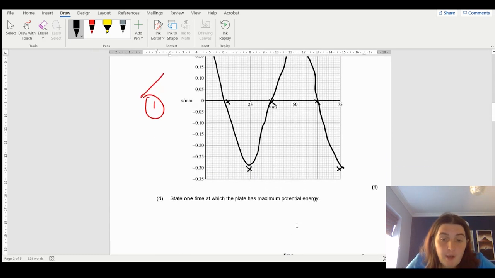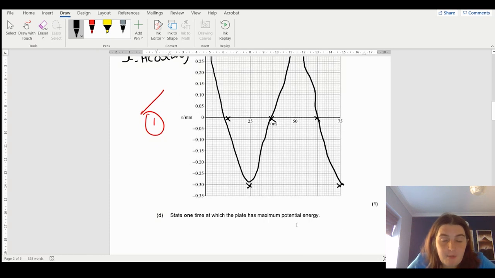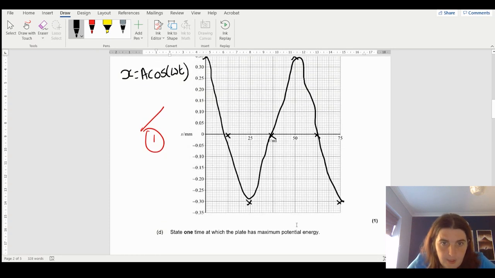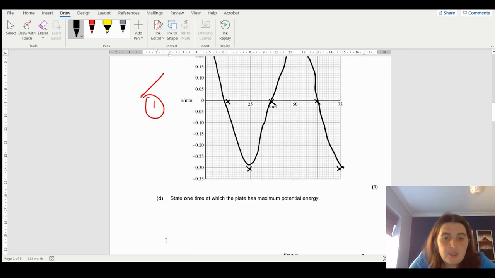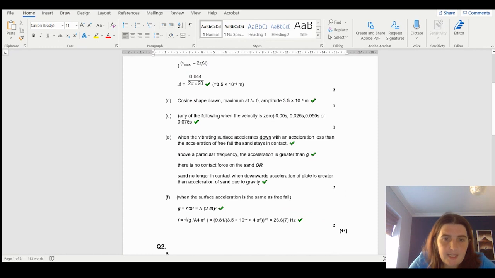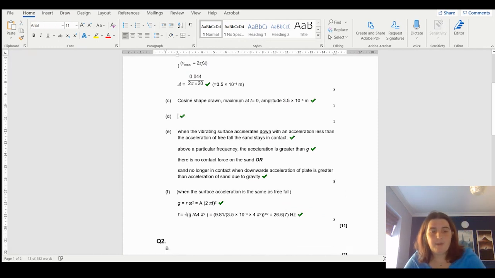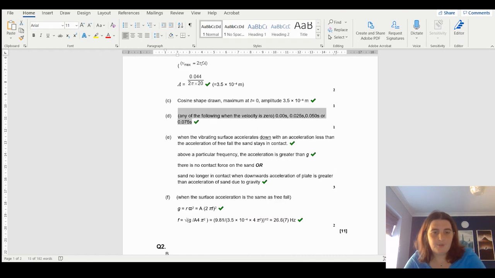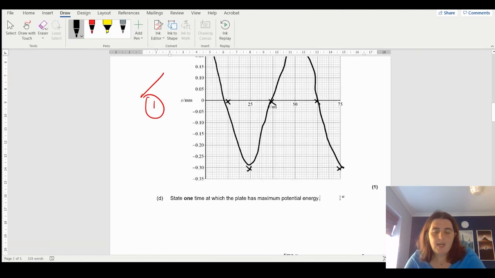State one time at which the plate has maximum potential energy. So this is when they have maximum potential energy. At any time on here, if we go to the answers, there's lots of times you could have picked. Any of the following where velocity is 0. So I'm just going to literally copy and paste this as my answer.